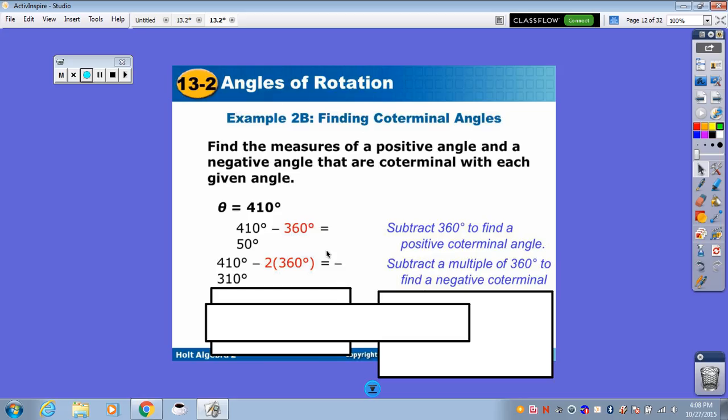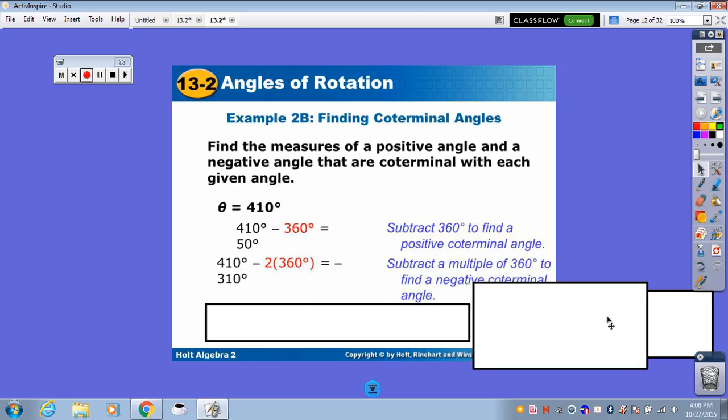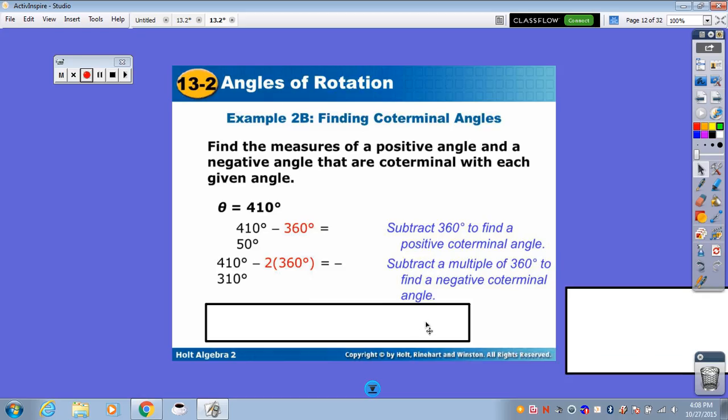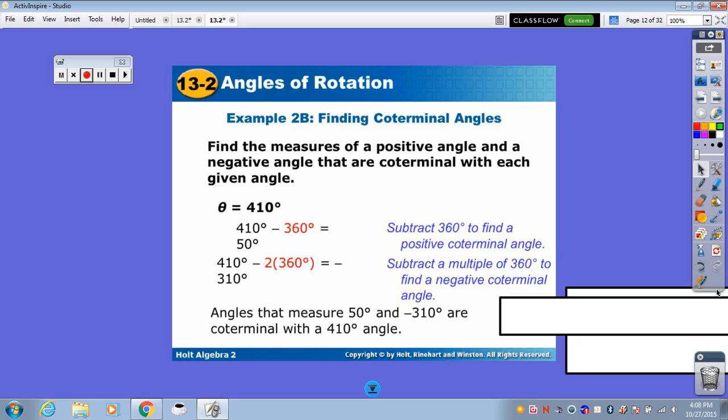would be found in the second quadrant at 50 degrees. If we rotate around the opposite direction, that would be 310. That's our negative angle, negative 310. And over here, we have the answer indicated.